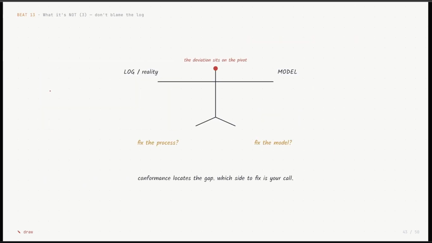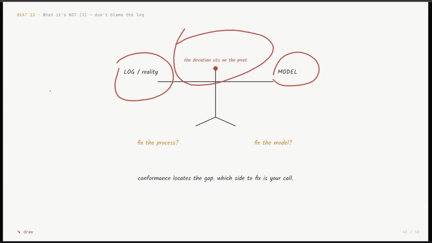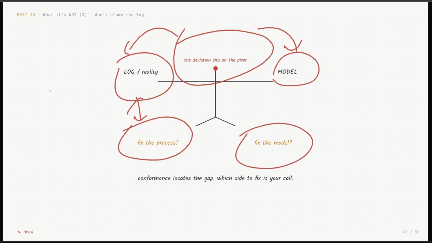One thing you need to learn is that you have your reality and you have your model. The deviation just tells you that there is a problem between the model and the reality. They don't conform to each other. So here lies the issue. Should I fix the process? Should I fix the log capture? Is there an issue from that side? Or should I fix the model, because the model is not conforming to reality? That's up to your call as an engineer, of course.